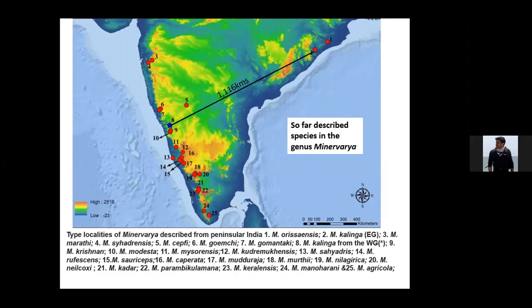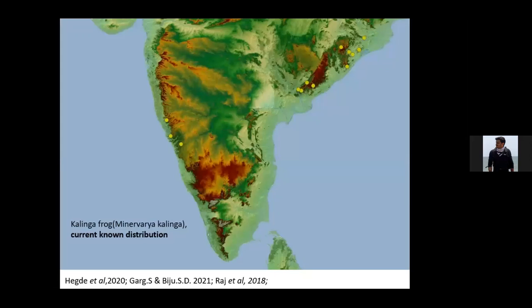And these are the other species belonging to this genus. Previously, they were called Fejervarya. Now, after the recent taxonomic changes, we call it Minervaria. Comparing with the other distribution records and the recent papers, now we know that they are present in Andhra Pradesh, Odisha, and in the Western Ghats, they were present in the Central Western Ghats and Northern Western Ghats.